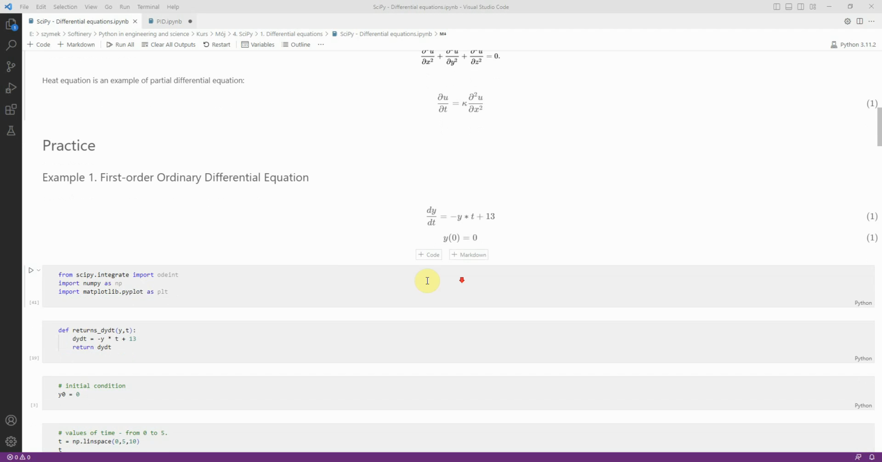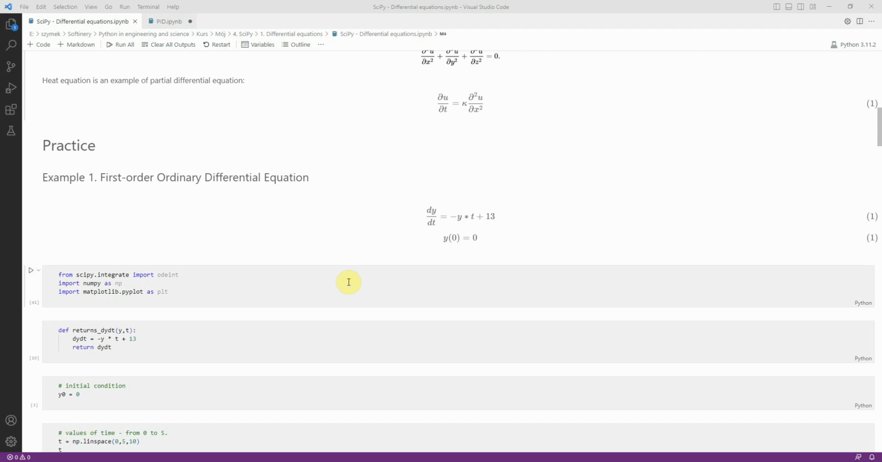First, we will import necessary libraries. The main library in Python for solving differential equations is SciPy. We will use odeint from SciPy integrate. The next library we will use is NumPy, and the last one is matplotlib to plot the results.